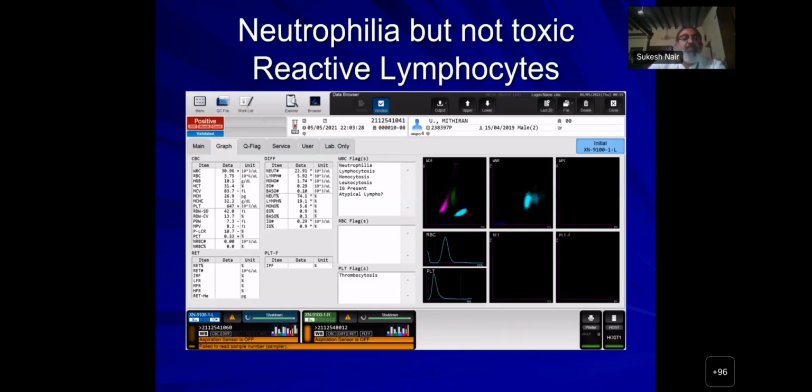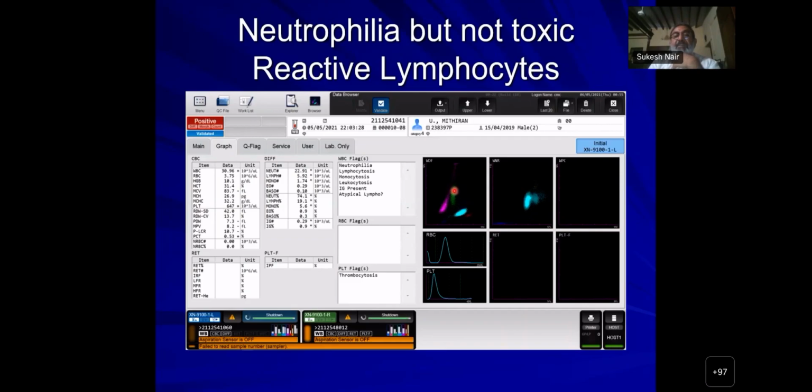You can see that white cell count is almost 30,000. But what am I seeing in the scatter plot? Neutrophils are looking very peaceful. But I am seeing high fluorescent lymphocyte count. But it's going along with the trail of lymphocytes, not dengue.